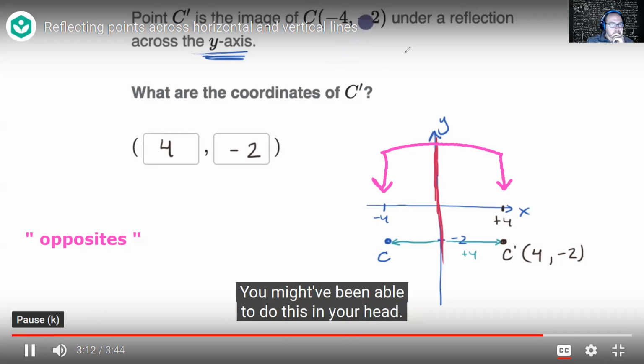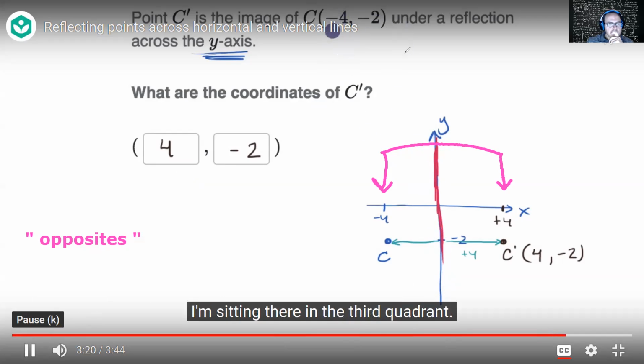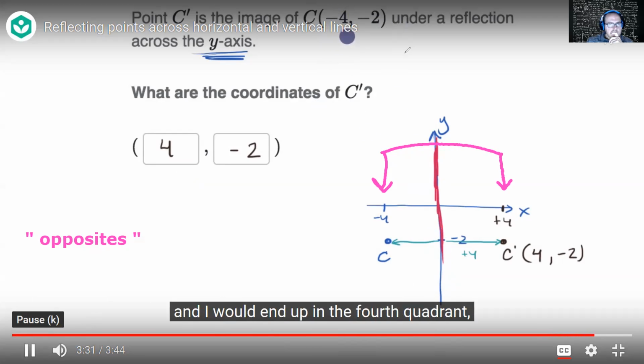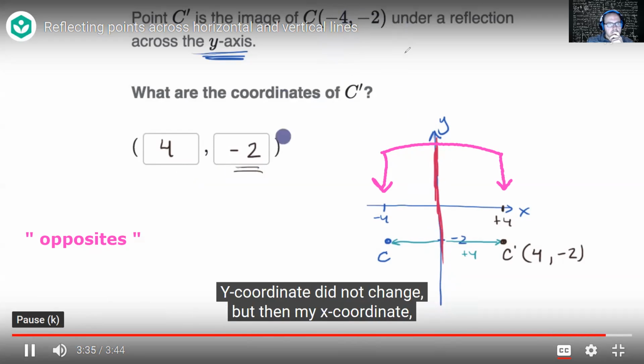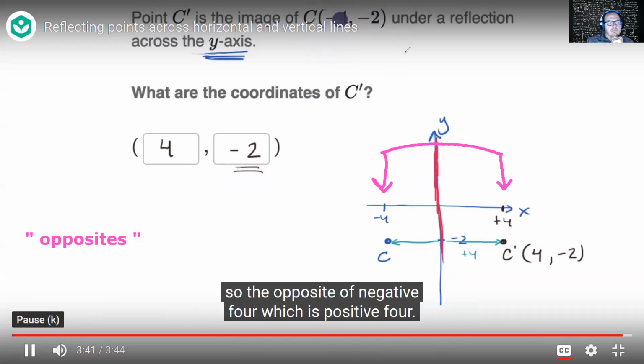You might have been able to do this in your head. Although for me, even if I tried to do it in my head, I would still have this visualization going on in my head. -4, comma -2, I'm sitting there in the third quadrant. If I'm flipping over the y-axis, my y-coordinate would not change, but my x-coordinate would become the opposite. I would end up in the fourth quadrant. That's exactly what happened. Y-coordinate did not change, but my x-coordinate, since I'm flipping over the y-axis, became the opposite of -4.